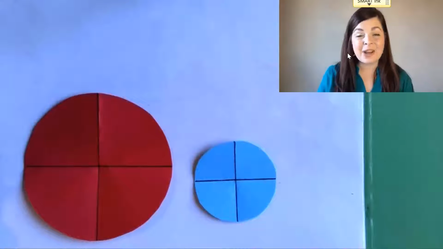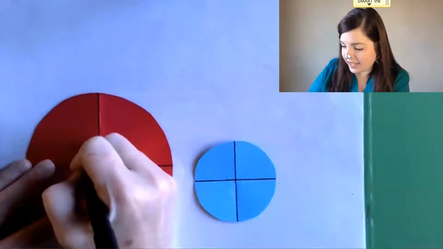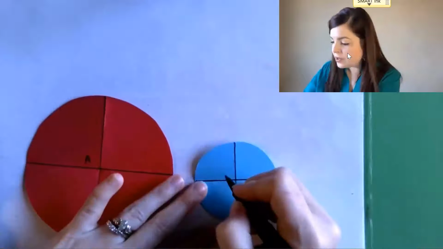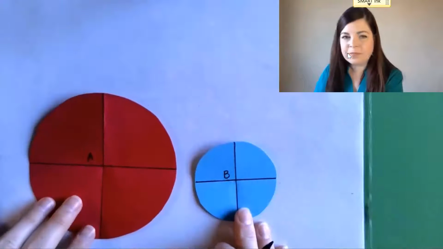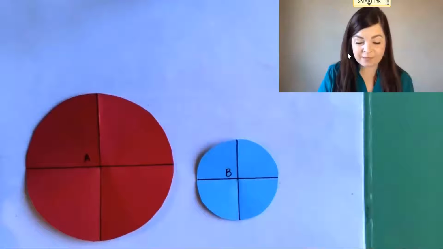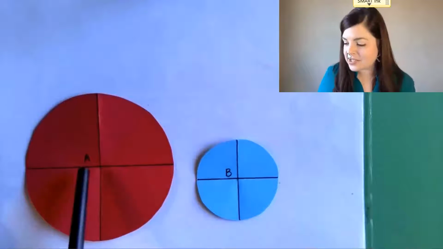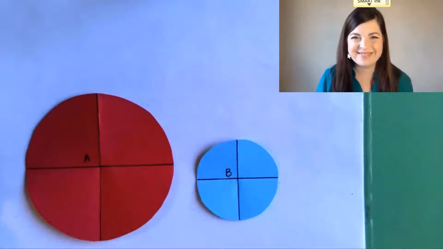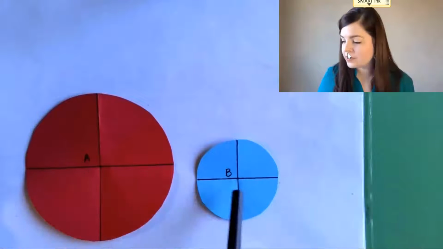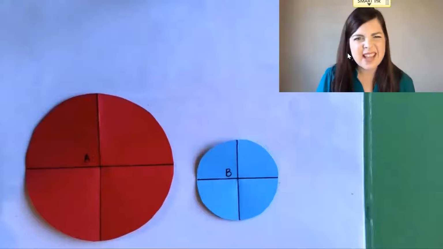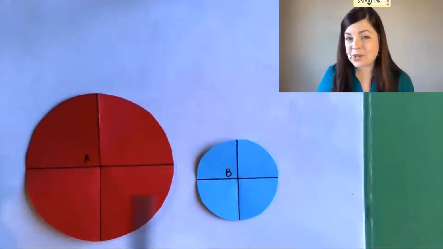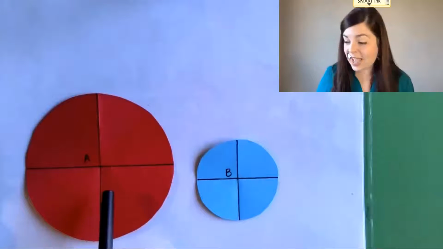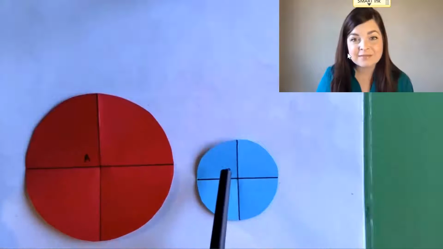Welcome back. Now let's label the larger circle, circle A, and the smaller one, circle B. How many angles and what kind of angles do you see at the center of each of the circles? There are 4 right angles at the center of each of the circles. So then, does the size of the circle impact the number or the size of the angles? No, both circles, the smaller one and the larger one, have 4 right angles at their center.